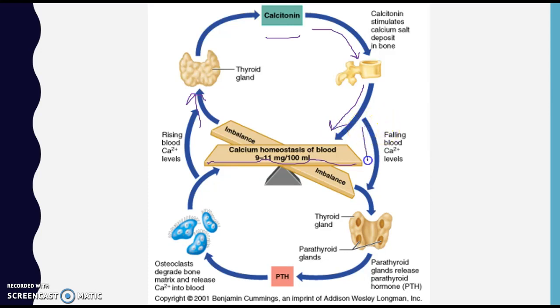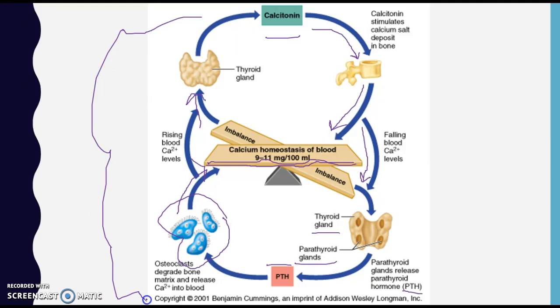If our blood calcium levels fall or drop too much, then these parathyroid glands, which are found on the back of the thyroid, are going to release PTH, or the parathyroid hormone. PTH is going to stimulate osteoclasts to break down bone matrix, which releases calcium into the bloodstream, and then your calcium once again is back into homeostasis. So these two hormones working together ultimately can regulate your blood calcium levels.